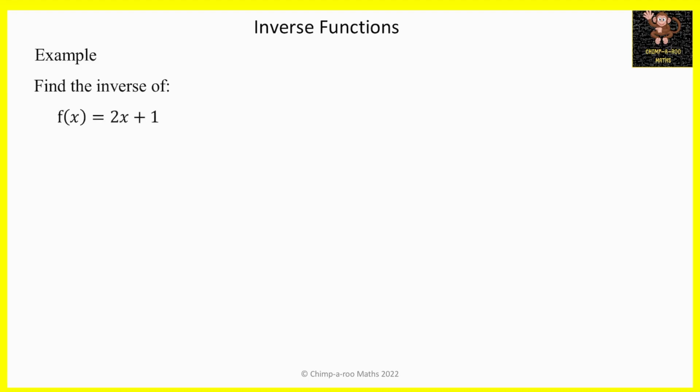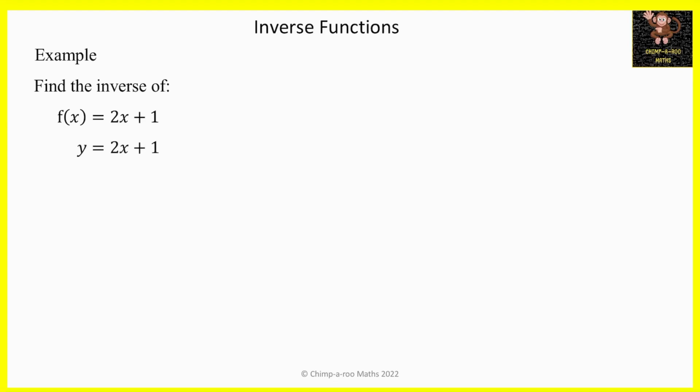In this first example, we've got to find the inverse of f of x equals 2x plus 1. So with any problem like this, we want to rearrange it. So let's have y as another variable equal to 2x plus 1, and we're going to rearrange it to make x the subject. So y is equal to 2x plus 1.